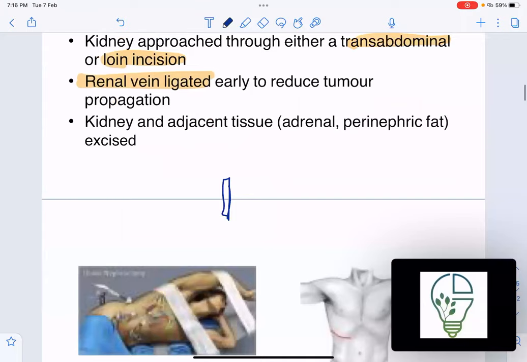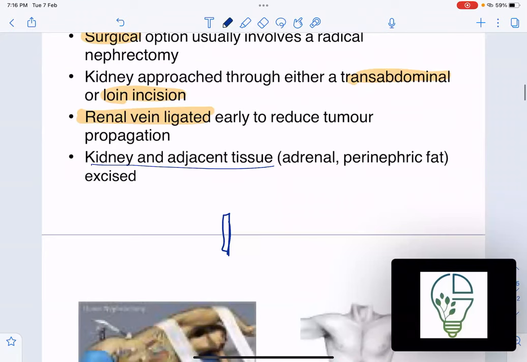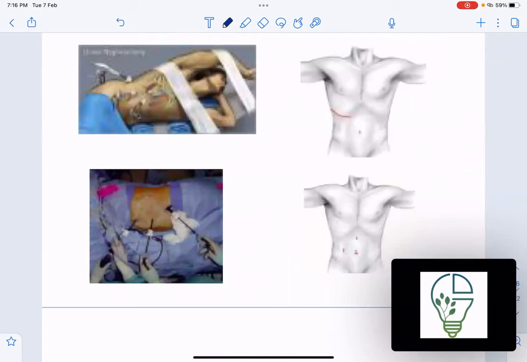And the adjacent tissues are also excised. So it's radical. We take as much as we can and we leave just enough so that we don't have to bother with other things. So this is the approach that we go from the loin. In current day, it's mainly through laparoscopy. So we go through there, and that's the approach.